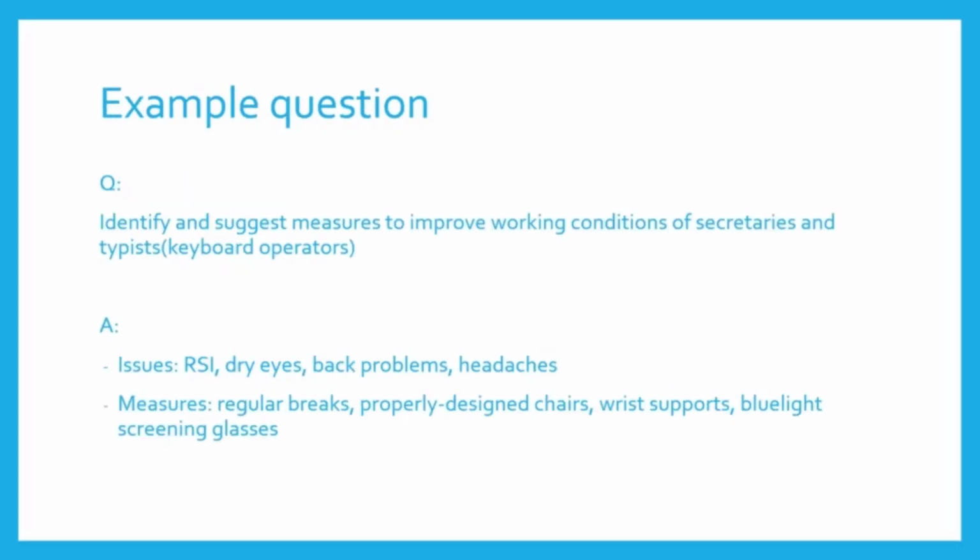So an example question like the following can be given. Identify and suggest measures to improve working conditions of secretaries and typists who use a lot of keyboard. And so you'd have to identify issues such as RSI, which is repetitive strain injury syndrome, dry eyes, back problems, headaches, and suggest some measures which include taking regular breaks, using properly designed chairs, having wrist supports, and possibly wearing blue light screening glasses.